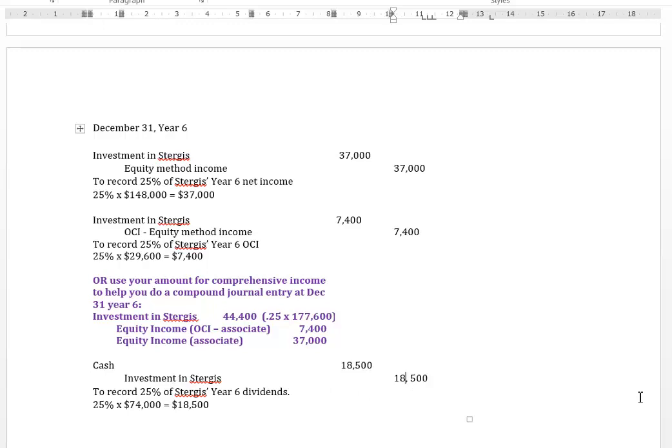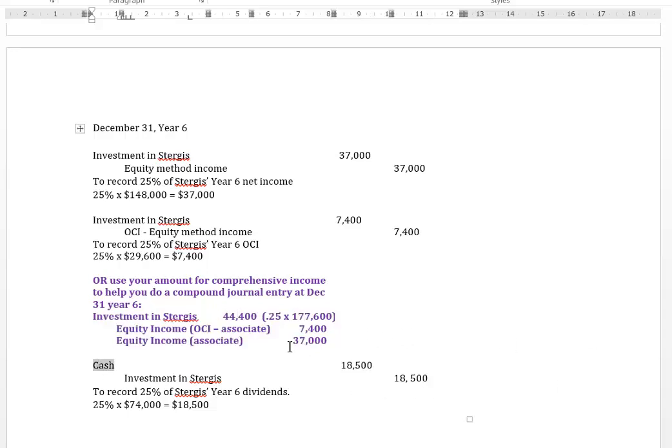Now, I just thought of something I wanted to add in this particular case. If it was the case that Sturgis declared the dividend but didn't yet pay it out to any of its shareholders, including Blake, because don't forget, Blake has a 25% ownership interest in it, right? Instead of debiting cash, we would debit dividend receivable on Blake's books, right?